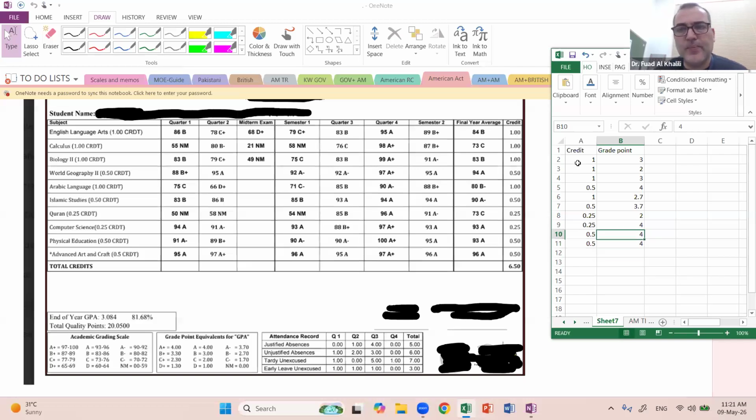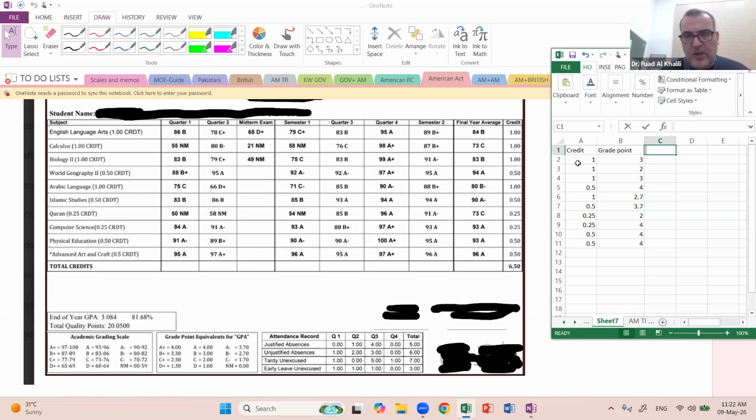Let's review together again, starting from the beginning. The credits are 1, 1, 1, 0.5, 1, 0.5, 0.25, 0.25, 0.5, 0.5. I'm mirroring from the report card directly. Then I have to mirror the grades: B is 3, C is 2, B is 3, A is 4, B minus is 2.7, A minus is 3.7, then C is 2 again, then A is 4, A is 4, A is 4. I copied the report card.